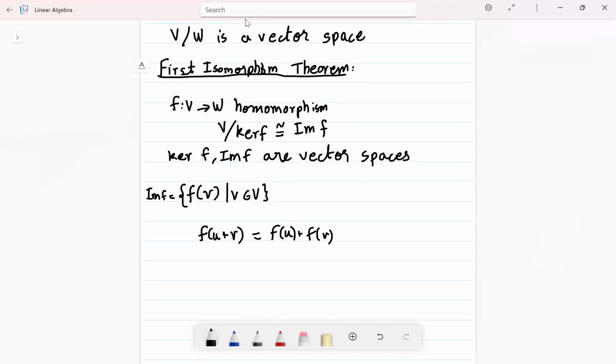Fields have inverses, multiplicative inverses, right? Yes, they do. Okay, so for the kernel, we can just do that. If something goes to 0 and something else goes to 0, then the sum must go to 0. Yeah, sure. And you can also scale it.